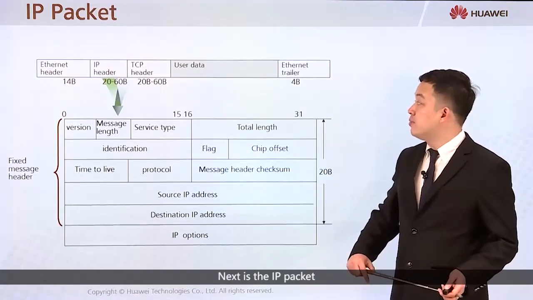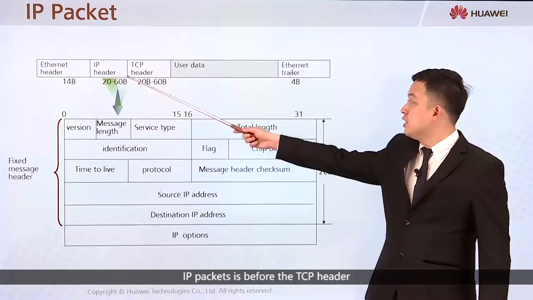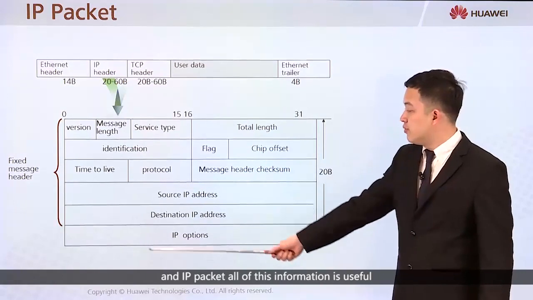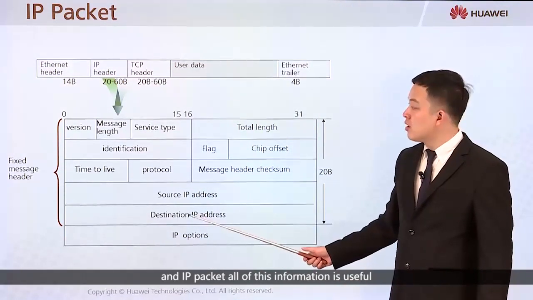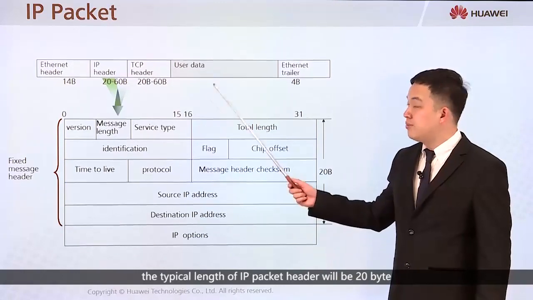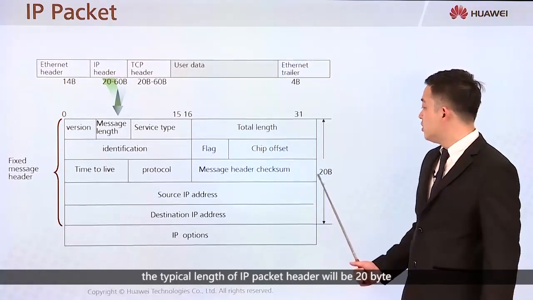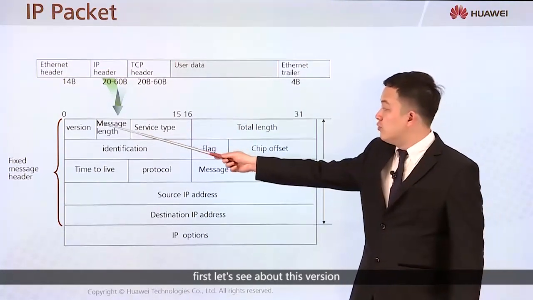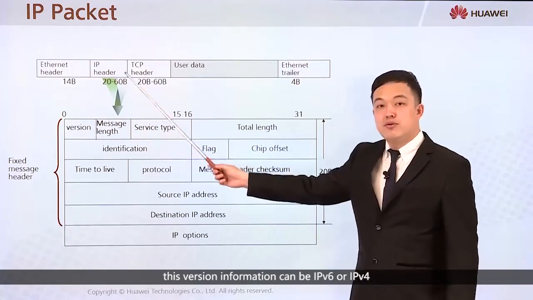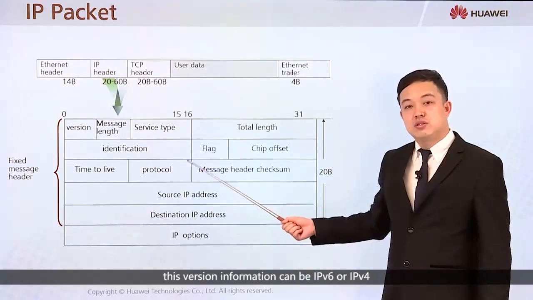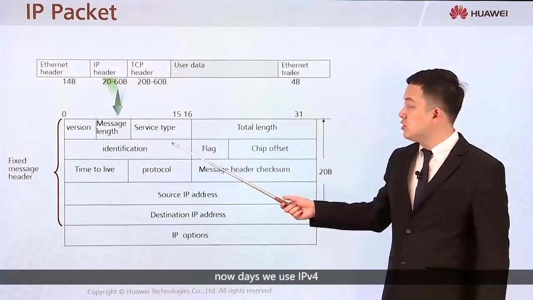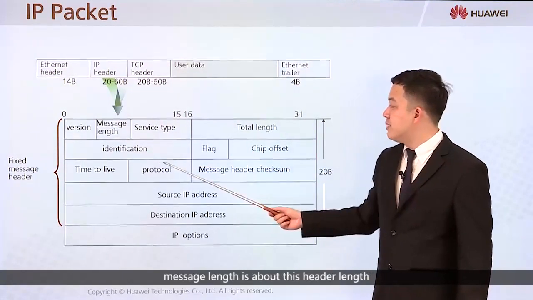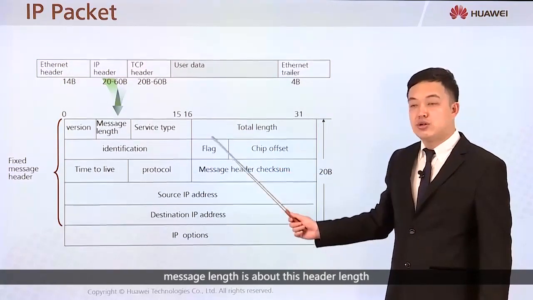Next is the IP packet. The IP header is before the TCP header, and all of this information is useful. The typical length of the IP packet header is 20 bytes. First, let's see about the version. This version information can be IPv6 or IPv4. Nowadays, we use IPv4. Message length is about this header length.